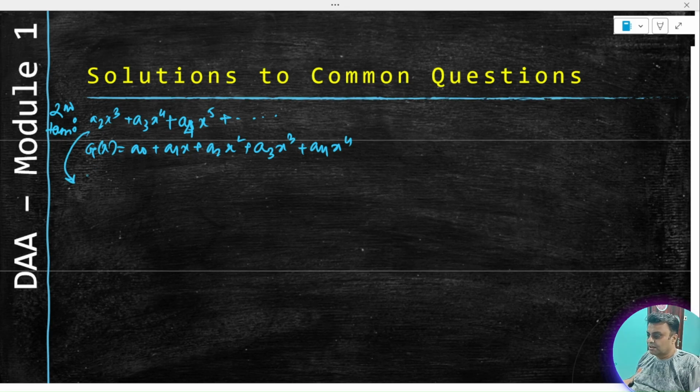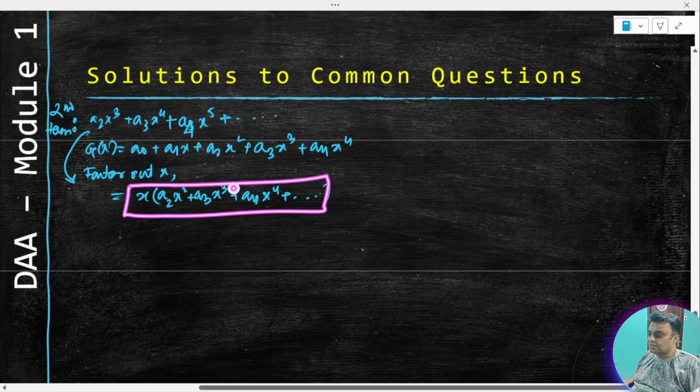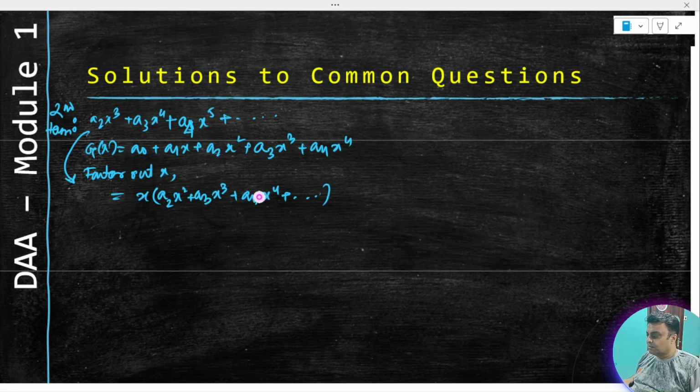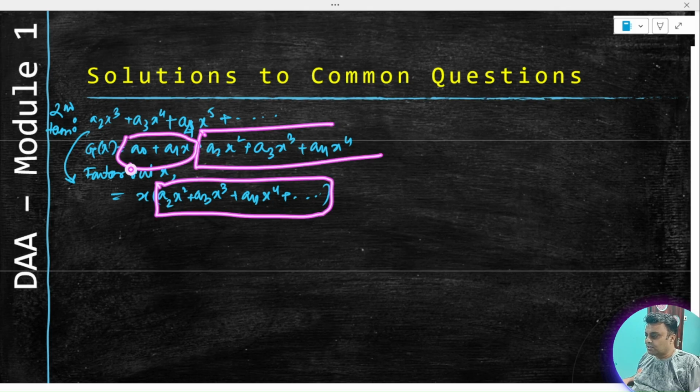So from here, if we factor out x, then we will get this is equal to x into a2 x^2 plus a3 x^3 plus a4 x^4 plus, and now we have something which is in the generating function format. So this is my generating function format, right? So that is what we have got. But the format is okay, but this part of the problem is actually coming from here. So we have to take this part to the left, right? So that's what we will do now.